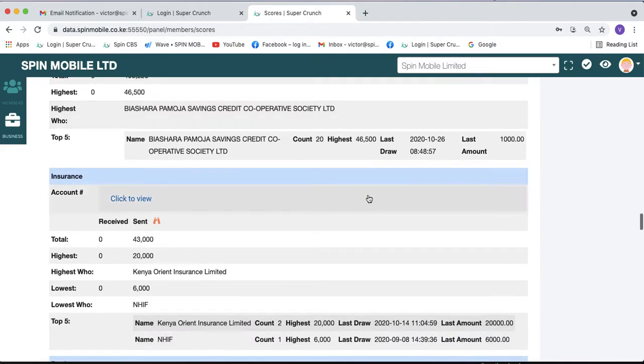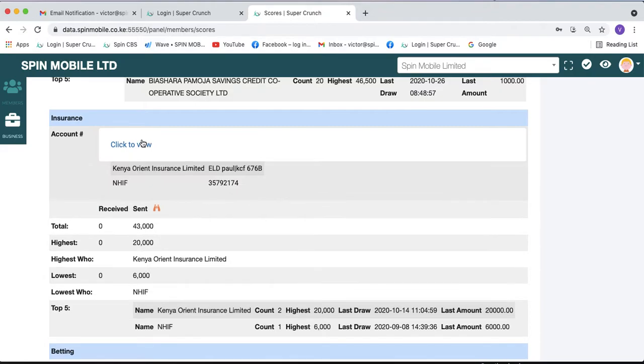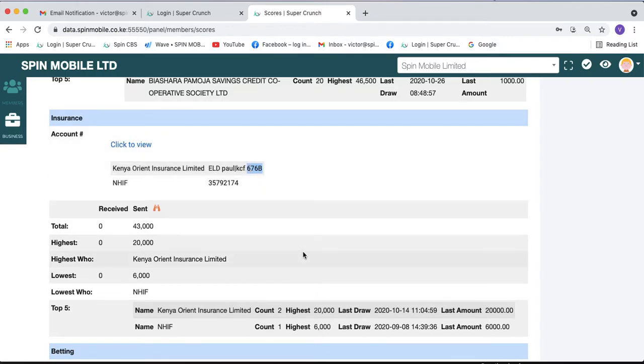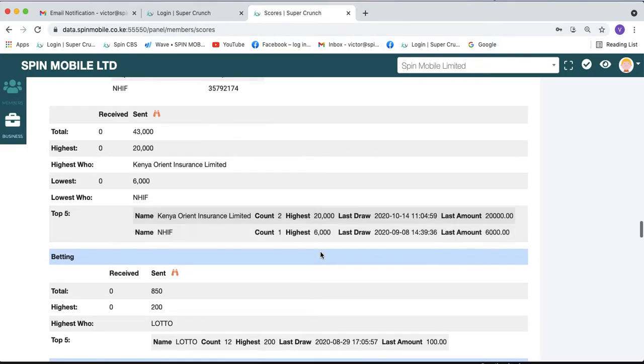Then we go to the insurance companies that he's been able to buy insurance from, what was the insurance company, what was the reason for that insurance. You can notice this is a motor vehicle insurance.